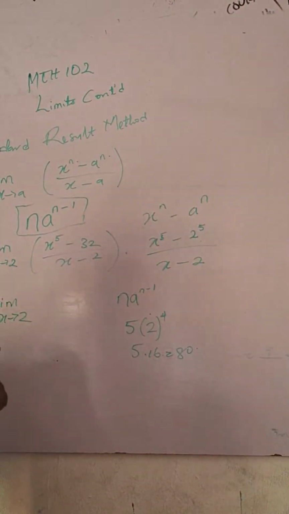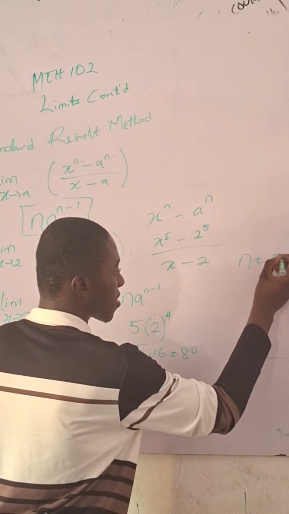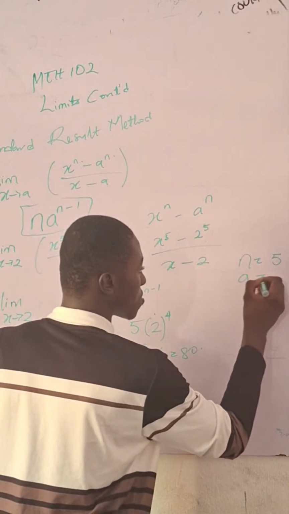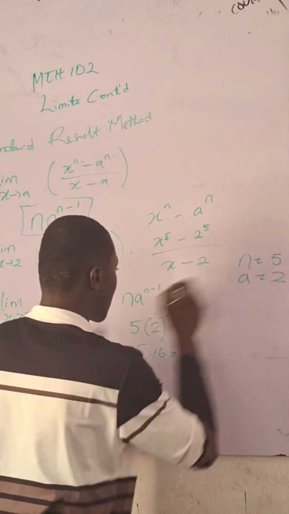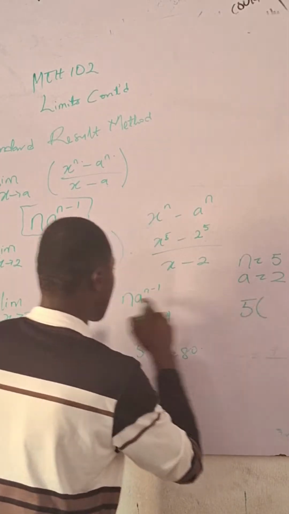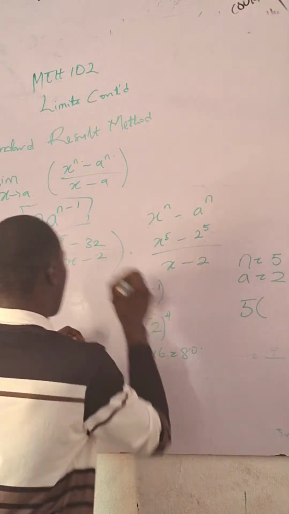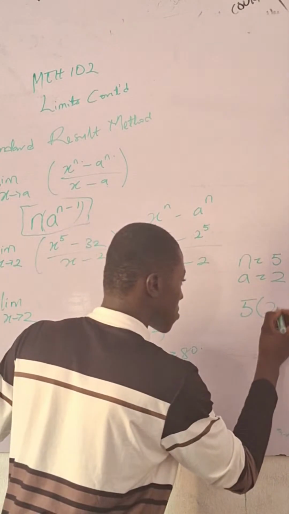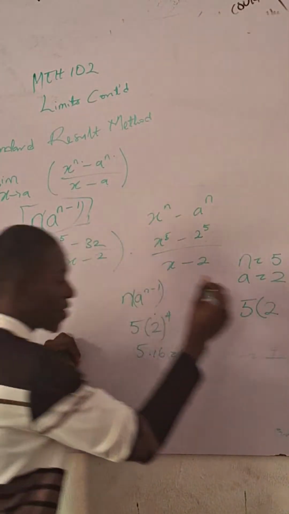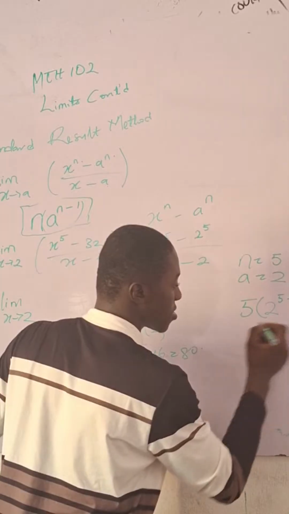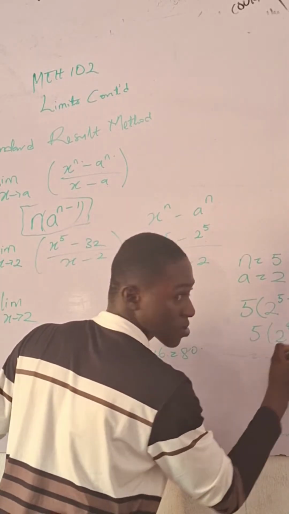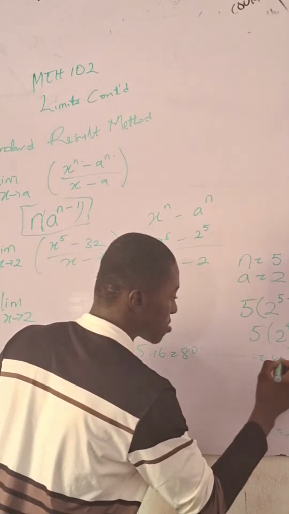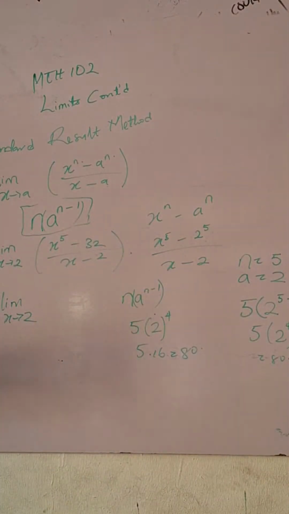What's n? n is 5 in this case. And a is what? a is 2. The formula is n, what's n? n is 5, into bracket a, what's a? a is 2. What is n? n is 5 now, 5 minus 1. So this will be 5 times 2 raised to power 4. So you get? That will be 80. You understand? Just the formula. So let's check another question.